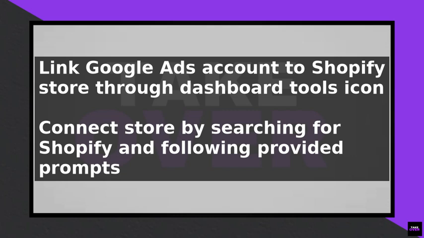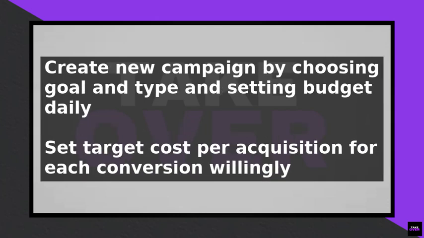Ad groups are used to organize your ads and keywords. Create a new ad group and add relevant keywords that customers might use when searching for your products. You can also add negative keywords to prevent your ads from showing for irrelevant searches.